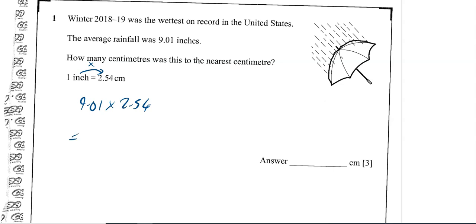So you do that, 9.01 times 2.54 is equal to, and that came out as 22.8854. It says the nearest centimeter, so nearest centimeter is 23.